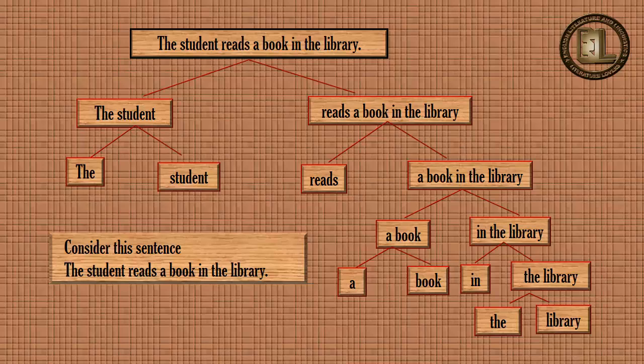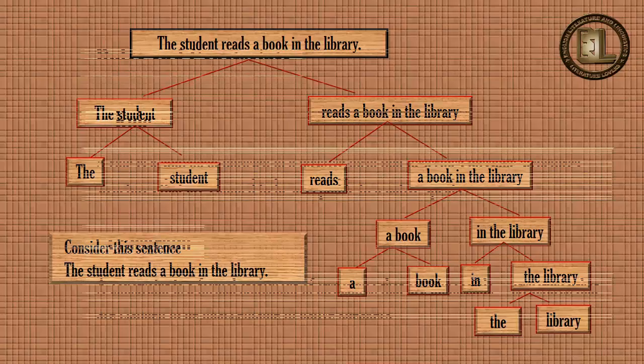The phrase a book is further divided into a determiner a and a noun book, and the phrase in the library is divided into the preposition in and the library. And the library, which is a noun phrase, is further divided into a determiner the and a noun library. Such division of a sentence represented by a tree is also called parsing of a sentence.